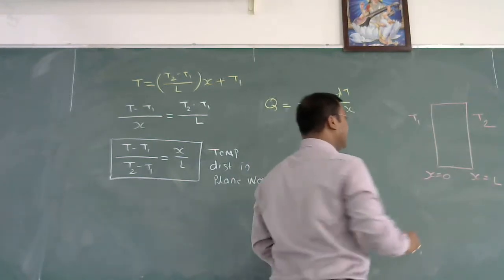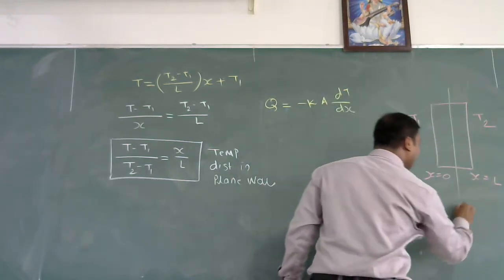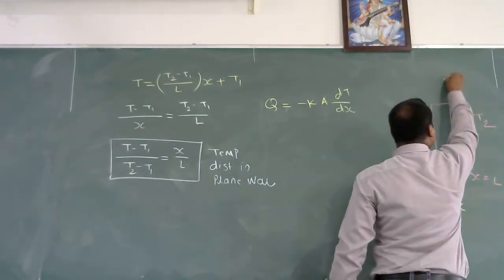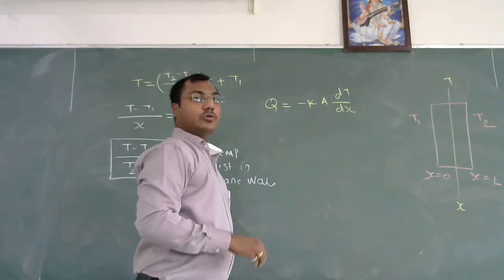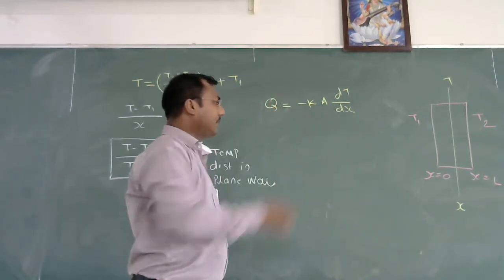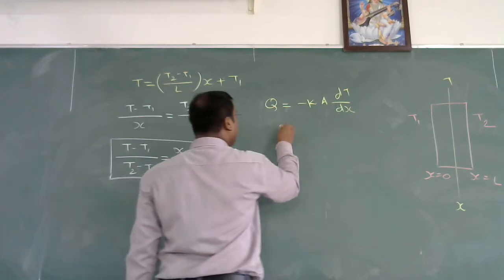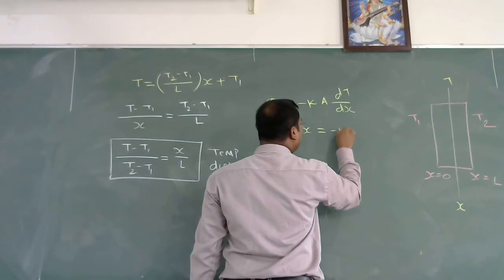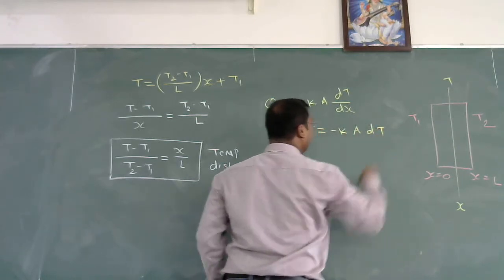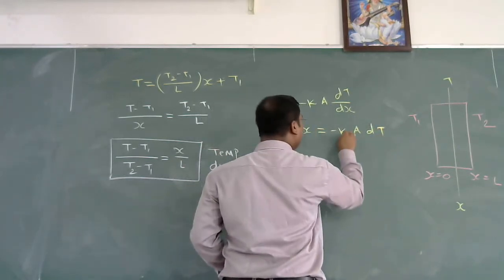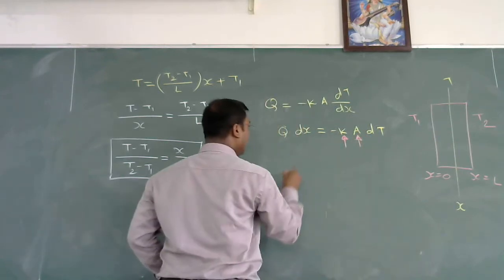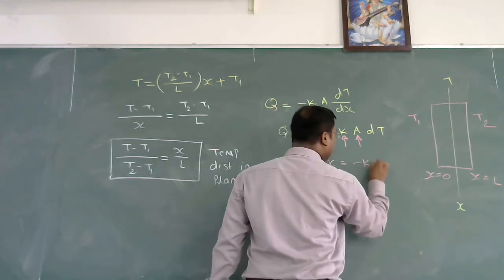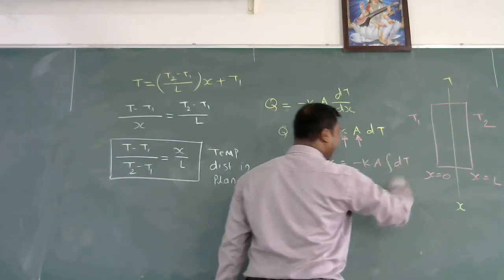Now suppose I am interested in finding the temperature at some distance x. I will write this temperature as T. So I am interested in finding the temperature at the location x. For that I will rearrange the equation: Q into dx is equal to minus K into A into dT. I will consider these as constants, and if I integrate, Q into dx is equal to minus K into A into the integration of dT.